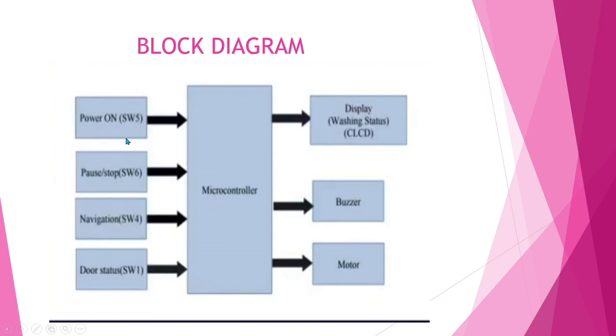In this project we use switch number 5 for power on. To pause or stop the washing machine function, we use switch 6. For navigation, meaning to assign a function to the washing machine, we use switch 4, and to check the door status we use switch 1. In the CLCD we see the washing machine status. Then the buzzer is used to give an alert when the door is open, and the motor is for the washing machine.